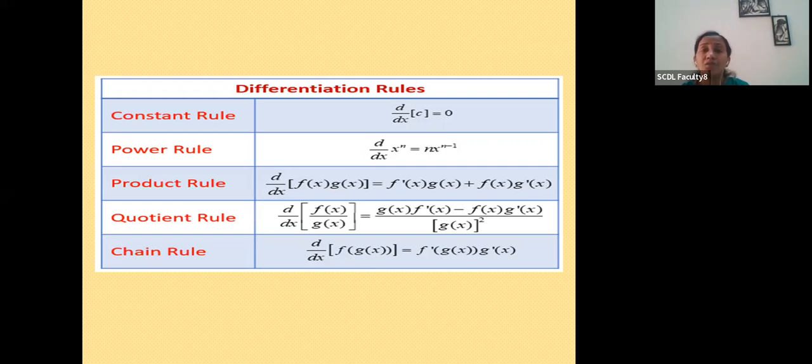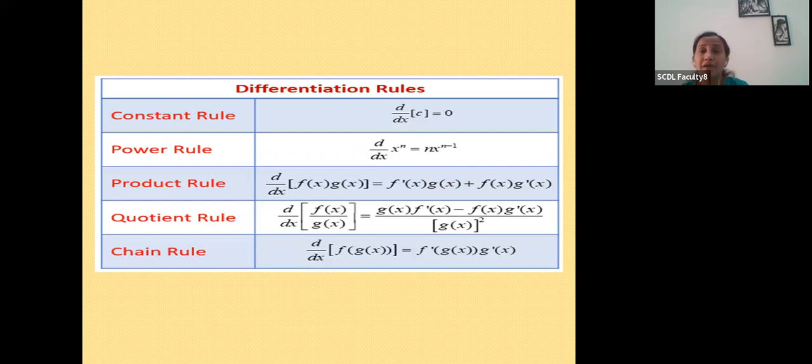When I talk about x raised to n, you have to represent it as n x raised to n minus 1. For example, if there is 3x square, n is nothing but 2. So 3 into 2 is 6, and 6x raised to 2 minus 1, that is 1. So we write 6x. Next is the product rule.